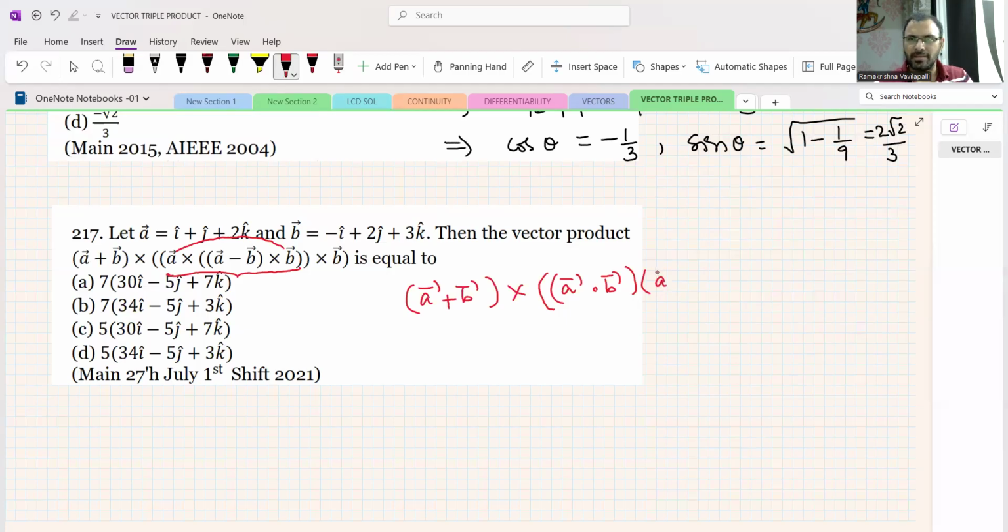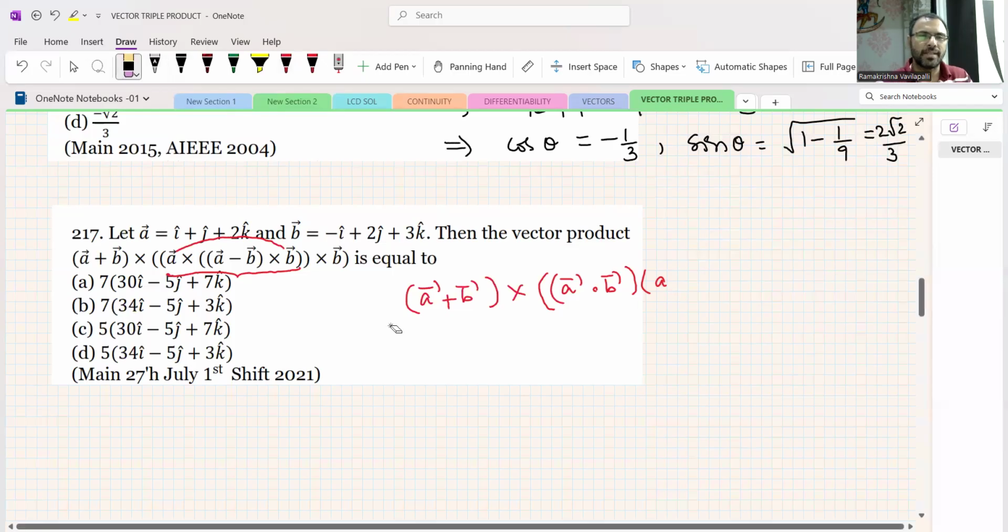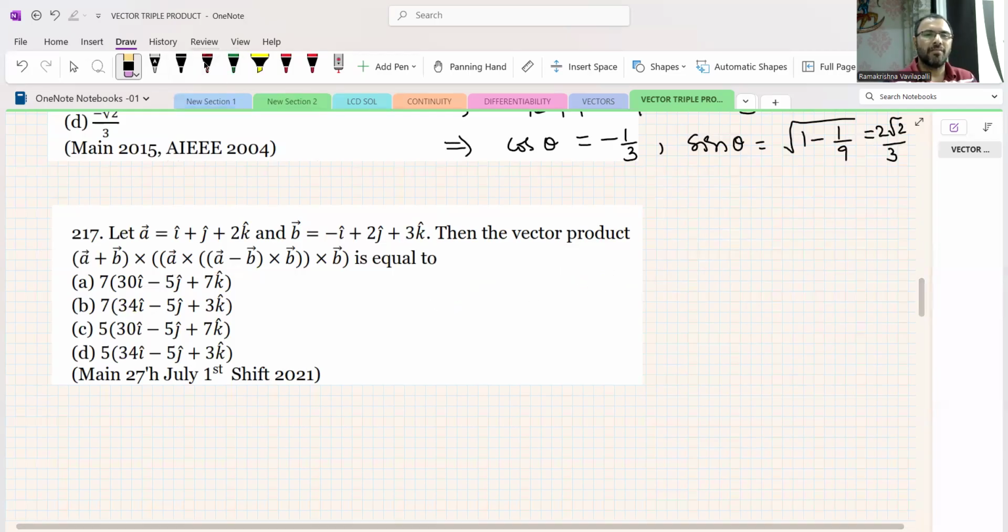Just a moment. Instead of doing that, there is another innermost bracket. I'll solve that. Well, first I'll finish this innermost bracket, this one.